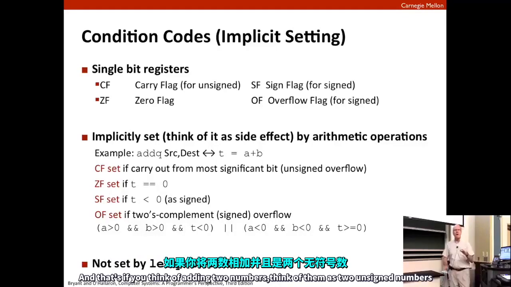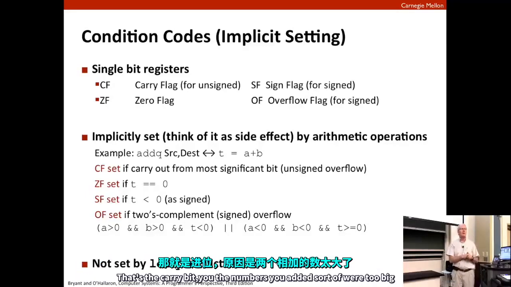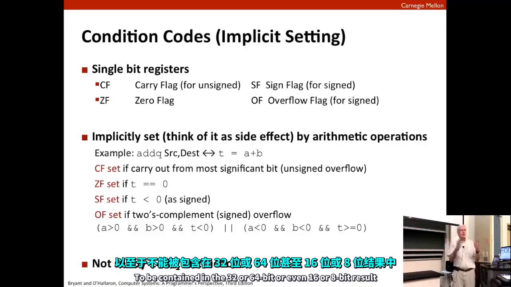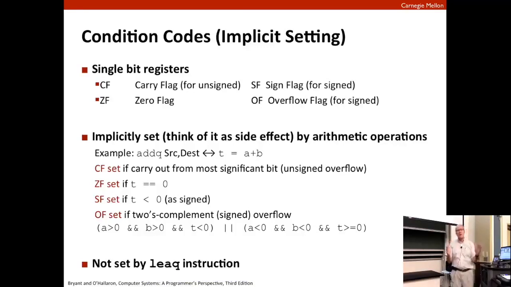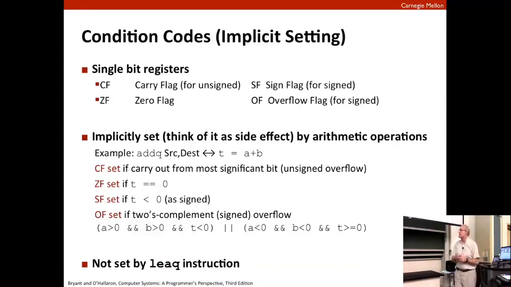If you think of adding two numbers, think of them as two unsigned numbers. You do the binary arithmetic, and sometimes an extra 1 pops out of the left-hand side, right? That's the carry bit. The numbers you added were too big to be contained in the 32 or 64-bit or even 16 or 8-bit result, and so an extra bit was generated. That's called the carry bit.